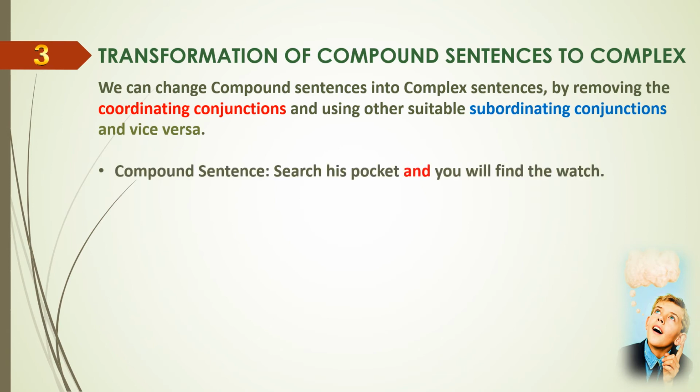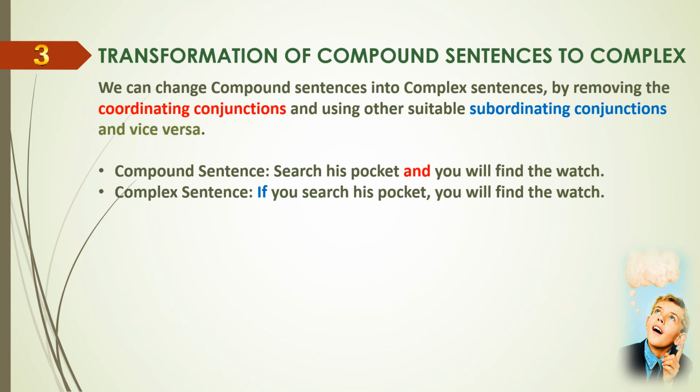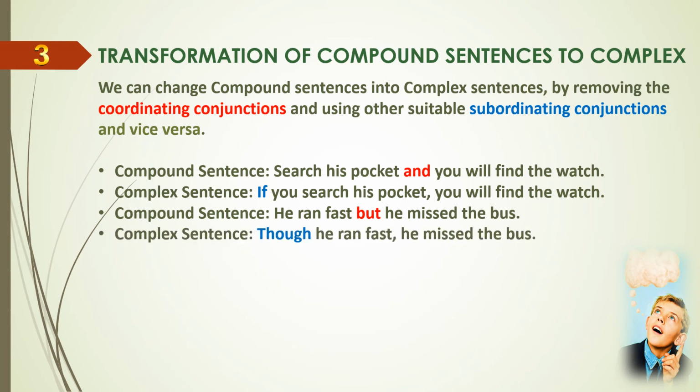Now, "Search his pocket and you will find the watch," and being a coordinating conjunction. Now we are changing to complex: "If you search his pocket, you will find the watch." This if is your subordinating conjunction. "He ran fast, but he missed the bus" changes to "Though he ran fast, he missed the bus." But being a coordinating conjunction, though being a subordinating conjunction.